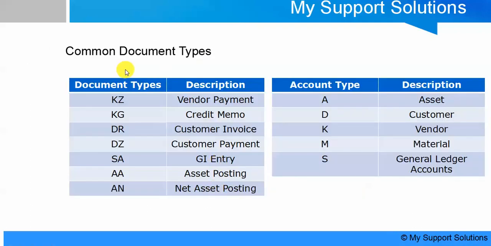Now, these are some common document types. KZ for vendor payment, KG for credit memo, DR for customer invoice, DZ for customer payment, SA for GL entry, AA for asset posting, AN for net asset posting. And these are account types. A for asset, D for customer, K for vendor, M for material, and S for general ledger accounts.